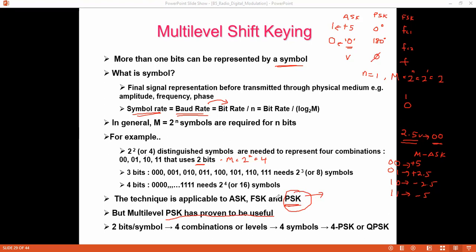So for the remaining explanation, especially for this course, we'll concentrate on QPSK, or 4 PSK. This means quadrature PSK, meaning that M is equal to 4, or 4 symbols. So for the remaining, we'll go into the detail of the QPSK technique.